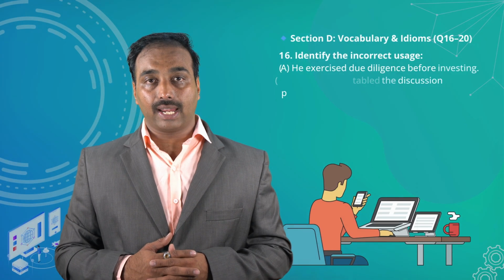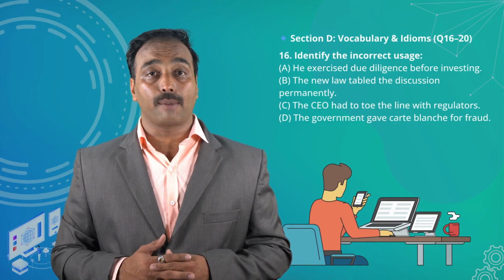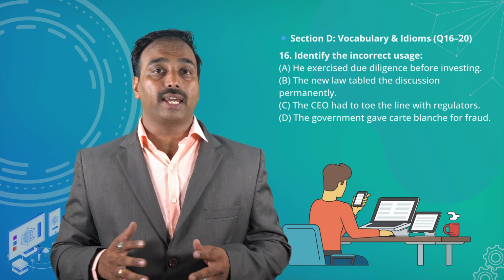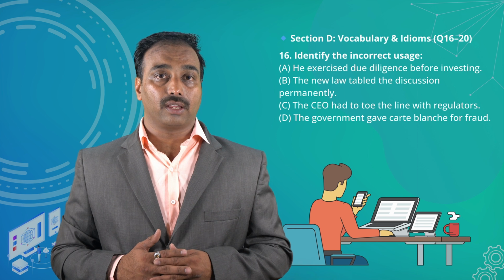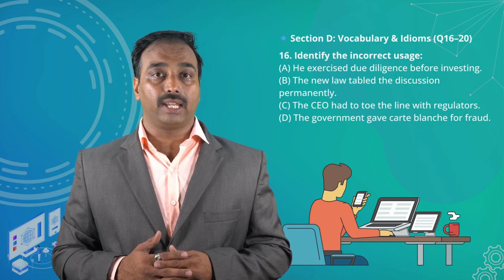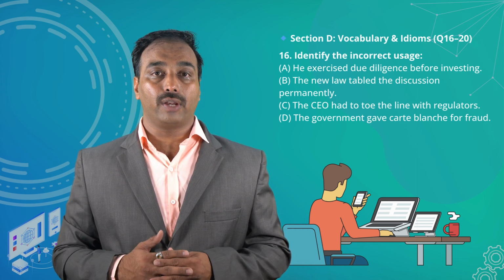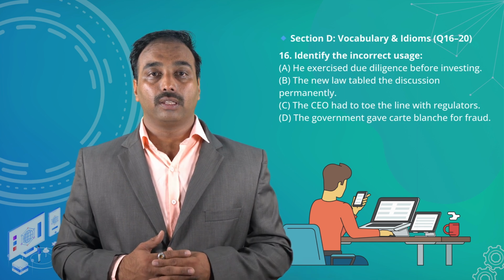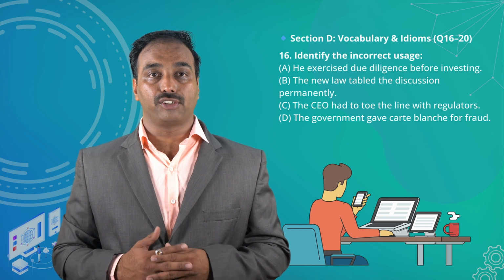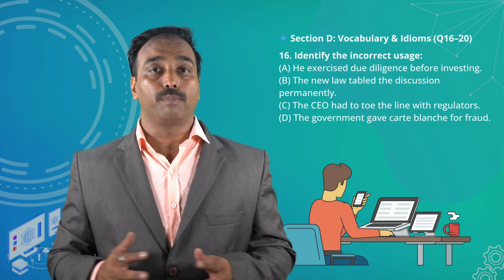The next section is on vocabulary and idioms. Identify the correct usage. A. He exercised due diligence before investing. B. The new law tabled the discussion permanently. C. The CEO had to toe the line with regulators. D. The government gave carte blanche for fraud. The correct answer is option D, that is carte blanche means unlimited freedom, not permission for fraud.